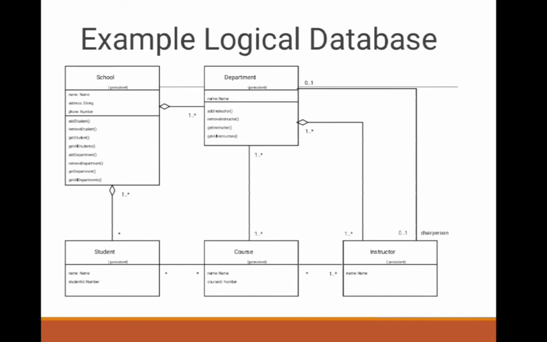Example of the logical database. See, there is a school having many departments, and students are related to the school, as well as departments having many courses as well as instructors. These are all related with each other, using aggregation, association and relationships.